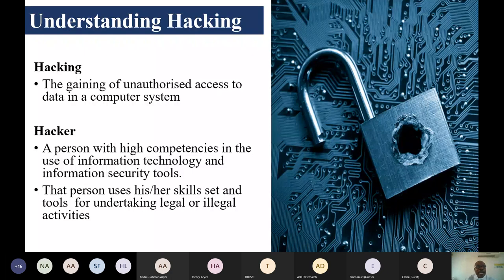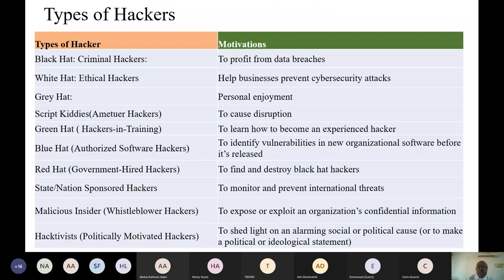Now, who is a hacker? A hacker is simply a person who has high competencies in information technology and information security tools. That person uses his or her skill sets and the tools that he or she is aware of to undertake either legal or illegal activities. There are various types of hackers, okay? And they are motivated in a certain way to undertake their activities.